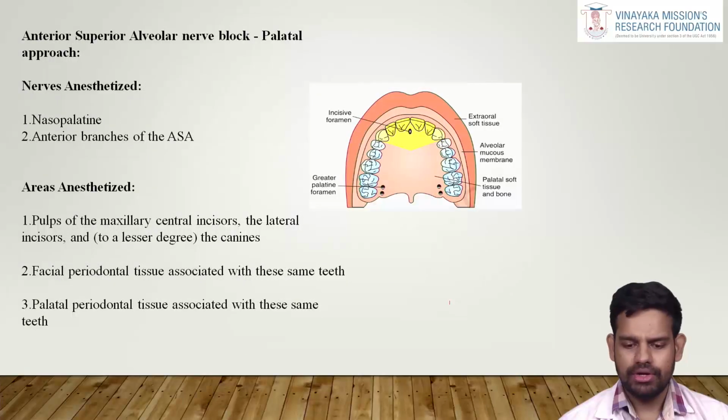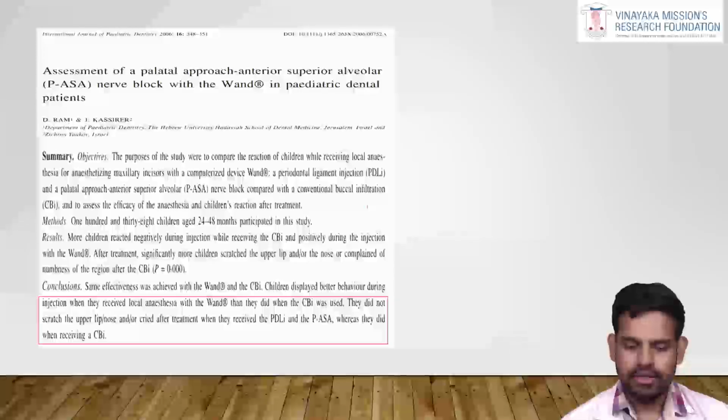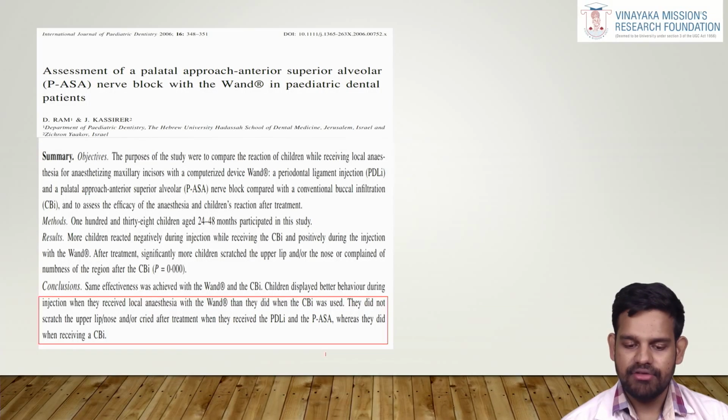Coming to the anterior superior alveolar nerve block through palatal approach. The areas anesthetized are the nasopalatine area and the anterior branches of the anterior superior alveolar nerve. The areas anesthetized are pulps of the maxillary central incisors, the lateral incisors, and to a lesser degree the canine. So both the central incisor along with canine to a lesser extent are anesthetized with this technique, and the facial, which means the labial periodontal tissue, and the palatal periodontal tissues are also anesthetized along with the teeth.